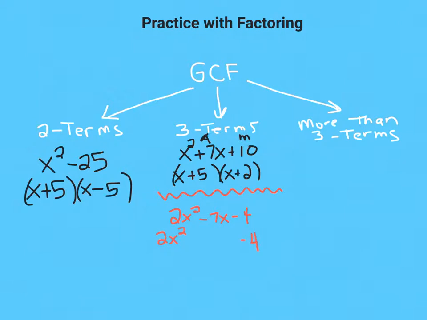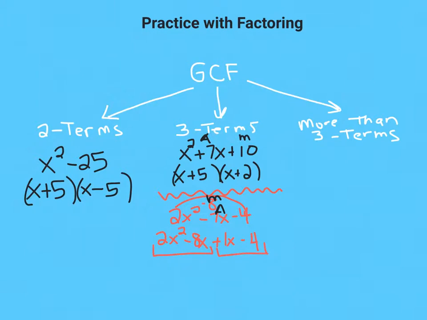Now, what we do is we come up with two numbers that multiply to the rainbow number. So 2 times negative 4 is negative 8. So we're going to find two numbers that multiply to negative 8 and add to negative 7. So negative 8 and positive 1. Now, since this middle term has an x on it, we need to attach x's to each of these. And once we've created our four terms, we're going to group and group.